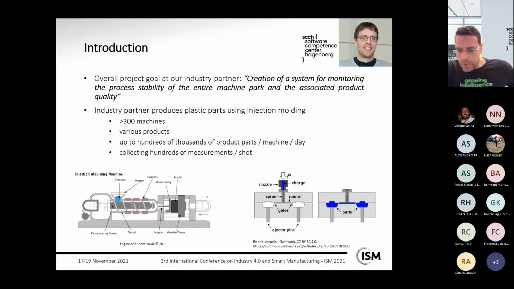The presented work was done within a collaboration with one of our industry partners that produces plastic parts using injection molding. Maybe in very few words, how does an injection molding machine work? Material is added here to the machine and then brought forward by a screw and is heated and is then injected. The liquid plastic is injected through a nozzle into the mold, which we can see here in a sketch.